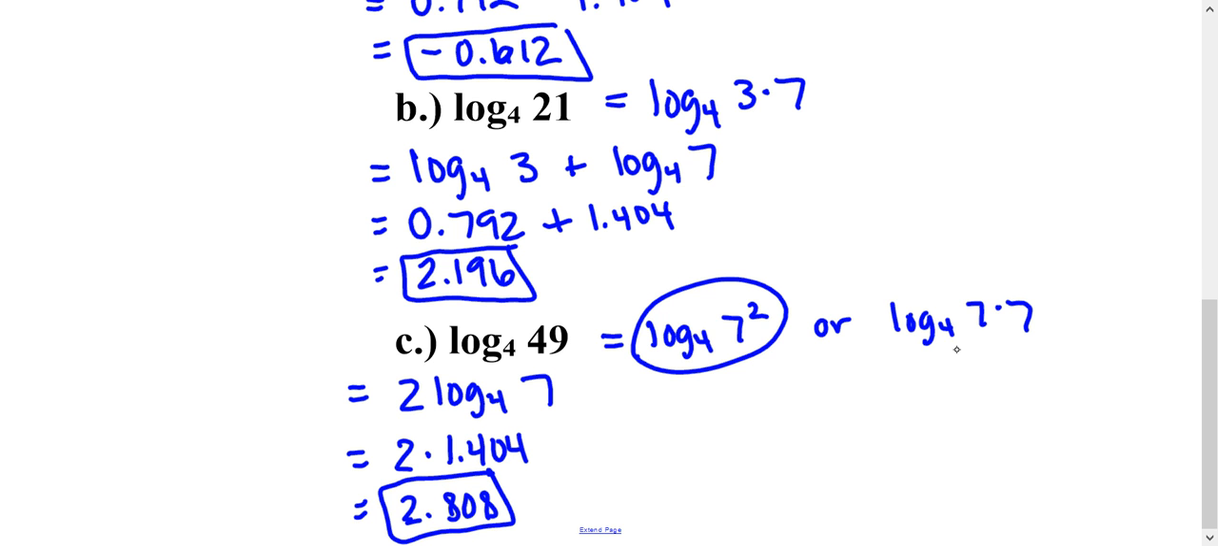So if you did it using this way, it's 1.404 plus 1.404, which comes out to be the same answer. So it doesn't really matter which one you do. So either way would be fine.